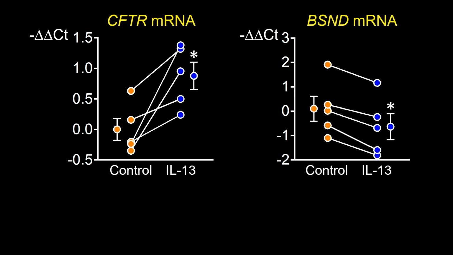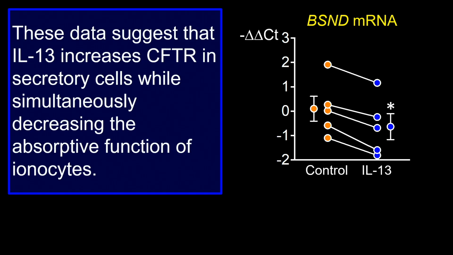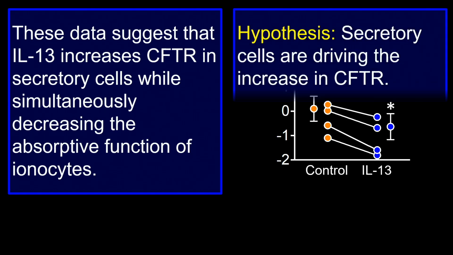And I'm not showing you the electrophysiological studies, but there was significantly increased chloride secretion with IL-13 treatment. What we next looked at was CFTR and BSND mRNA, and with IL-13 treatment, we saw a rather significant increase in message level for CFTR, but a decrease in BSND mRNA levels. So these data suggest that IL-13 increases CFTR in secretory cells while simultaneously decreasing the absorptive function of ionocytes.